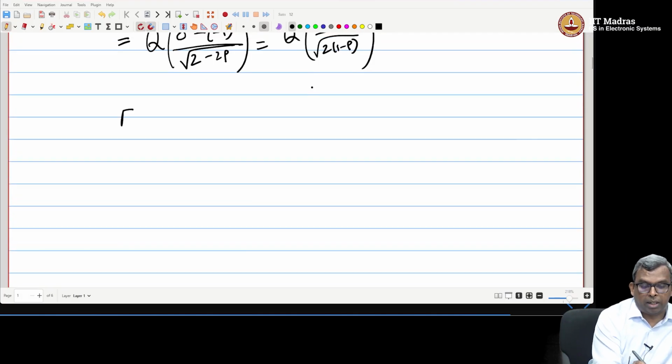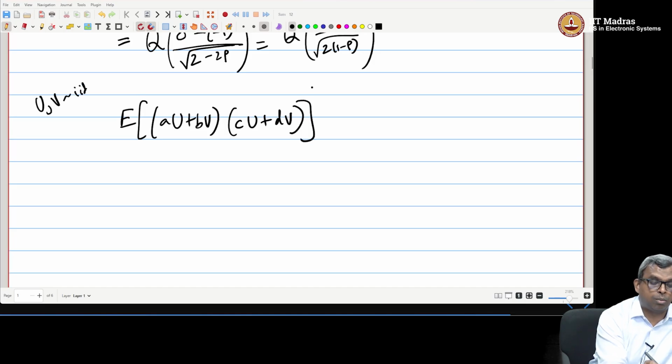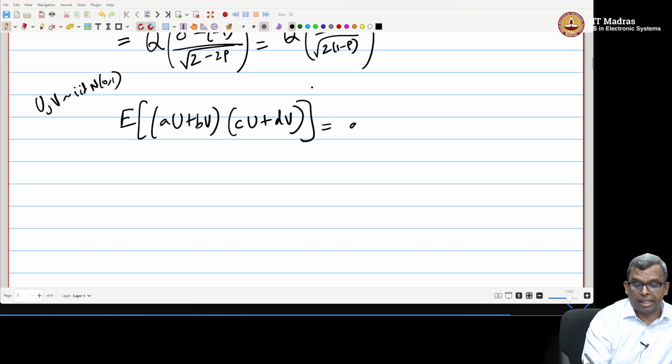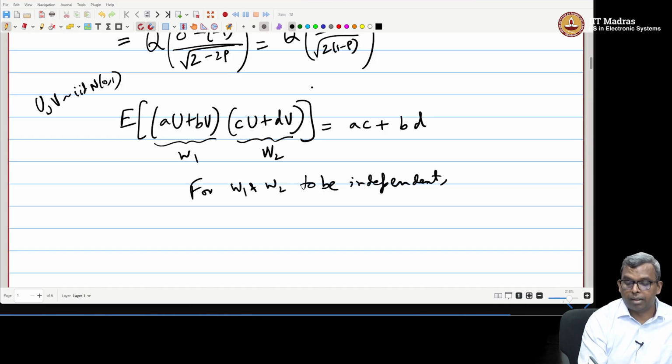The expected value of AU plus BV times CU plus DV, where U and V are IID normal 0, 1, is going to be AC plus BD. If we call these W1 and W2, then for W1 and W2 to be independent we need AC plus BD to be equal to 0.